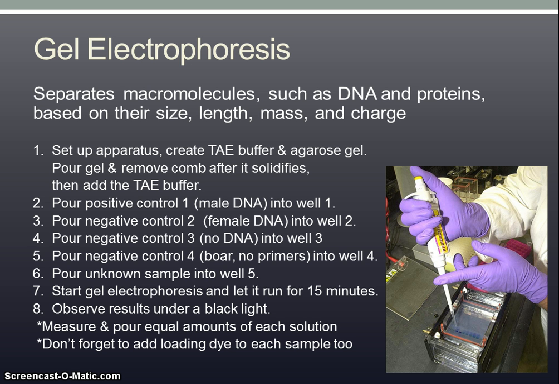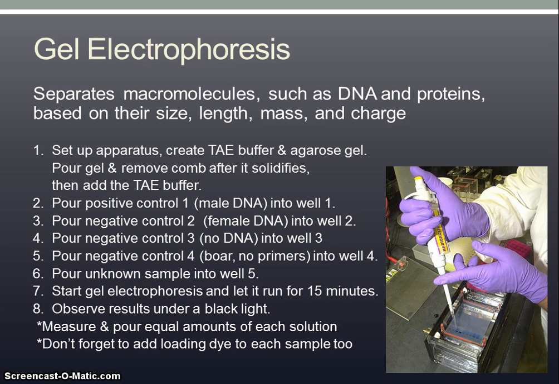So now that we've amplified the DNA for all of our samples, we're going to move on to the second part of our experiment, which consists of gel electrophoresis. Gel electrophoresis basically allows us to separate macromolecules, for example DNA and proteins, based on their size, length, mass, and charge. So the first step in gel electrophoresis is that we're going to set up our apparatus, which we can see here in this photo, and we're going to create a TAE buffer and an agarose gel as well. Once we pour in the gel and it solidifies, we will remove the comb and then add the TAE buffer to the apparatus.